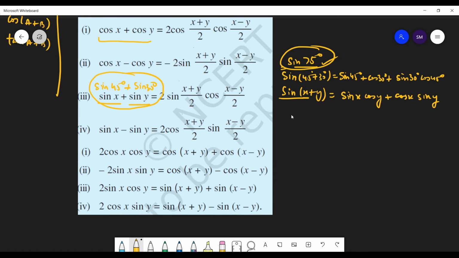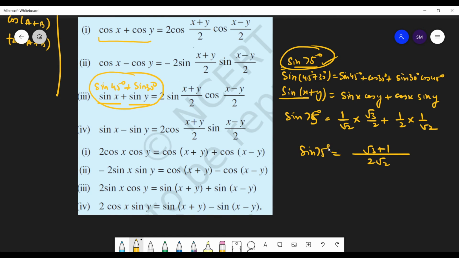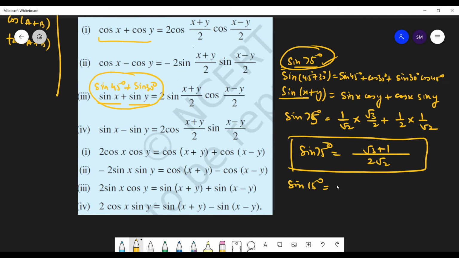So what will you get as the answer for sine 75 degree? Tell me. Sine 45 is 1 by root 2, cos 30 is root 3 by 2, sine 30 is 1 by 2, cos 45. So what do you get, students? 2 root 2 as LCM, and you get root 3 plus 1. So that's the value of sine 75 degree, right? And similarly, you can find the value of sine 15 degree also. That is sine of 45 degree minus 30 degree.